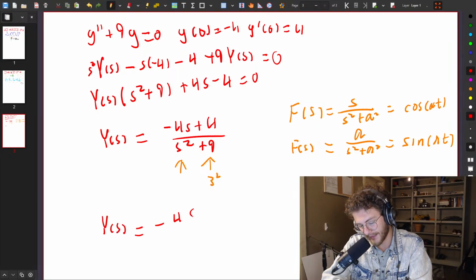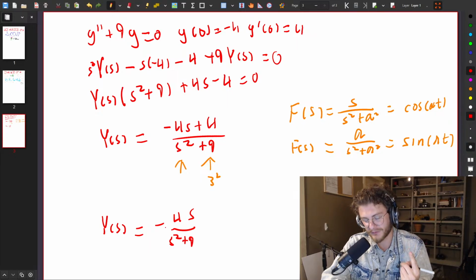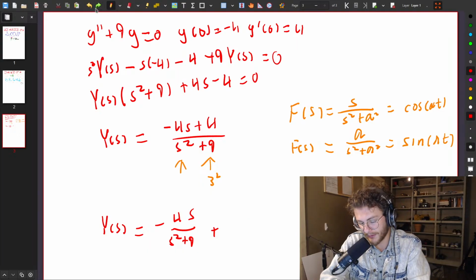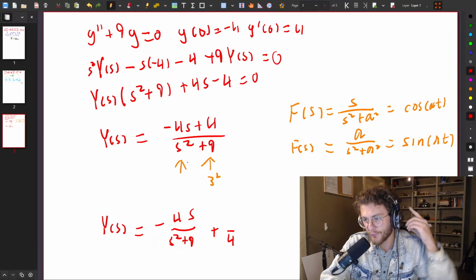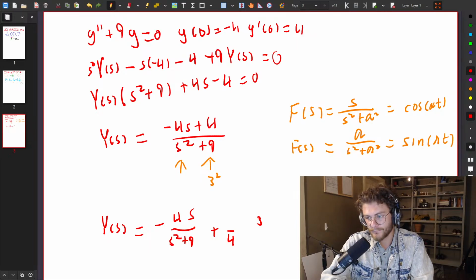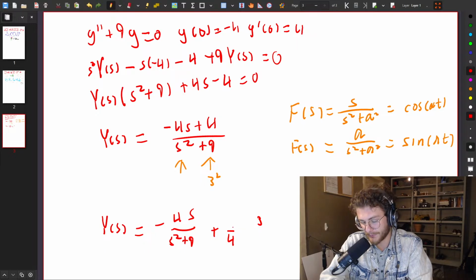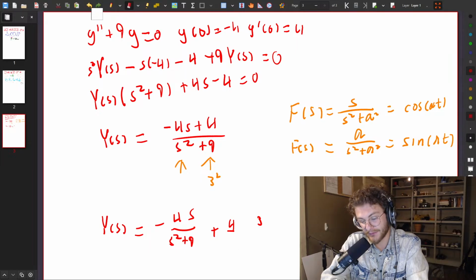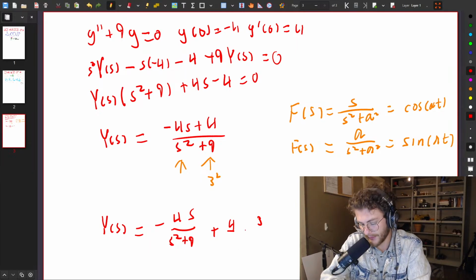equals negative 4s over s squared plus 9, which is simply negative 4 times s over s squared plus 9, which means it's not that hard to do. And then we could say plus 4. Oh, but it's not going to work because it's not the right form. So we're going to divide by 4 and make it 1 over s squared plus 9, but we need it to be 3. So we say that it's 3. We also multiply by 4 because we're just moving the 4 out. Since we multiplied the numerator by 3, the denominator is going to be 3 here.